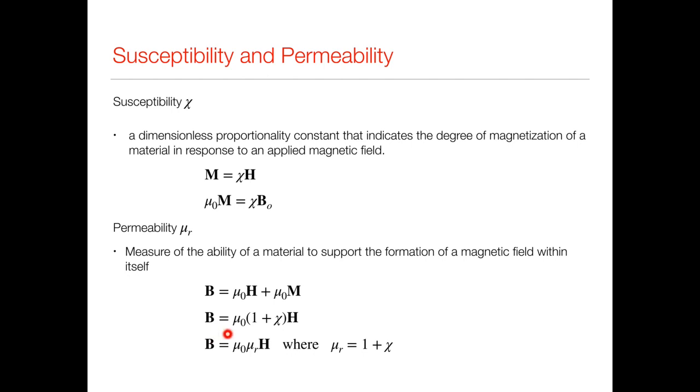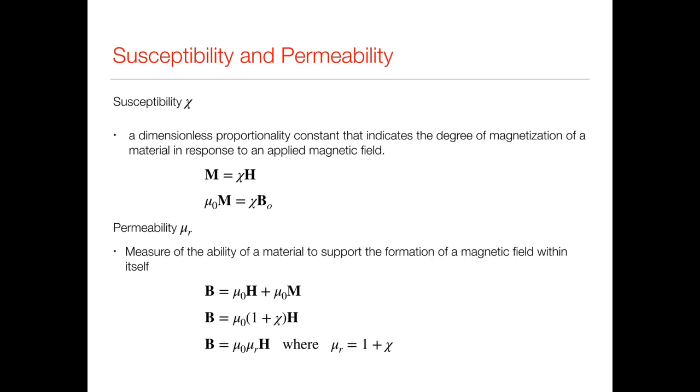If we look down here, whereas chi was the relationship between H and M, mu r is the relationship between, if you like, the applied field B and the actual field within the material. So initially we'd started with the local field being the applied field here and the magnetic response of the material, and they're quite trivially related.